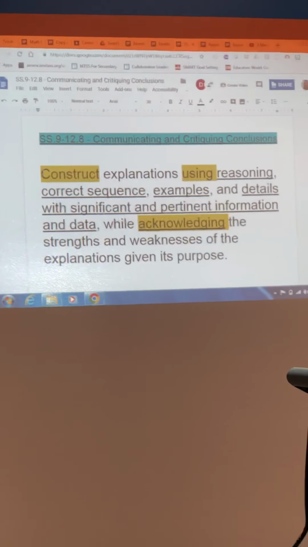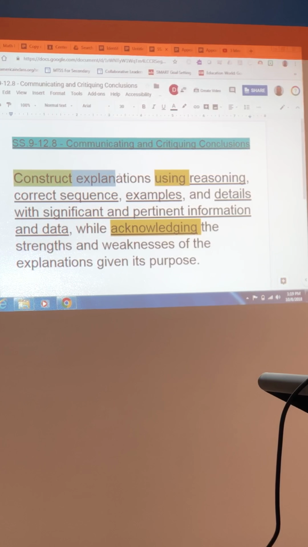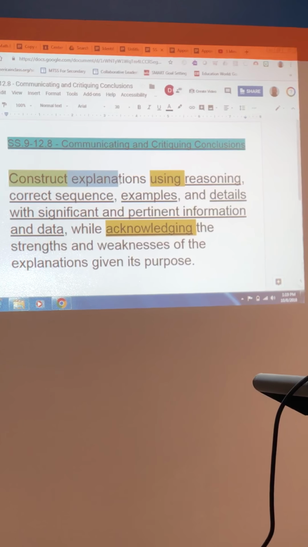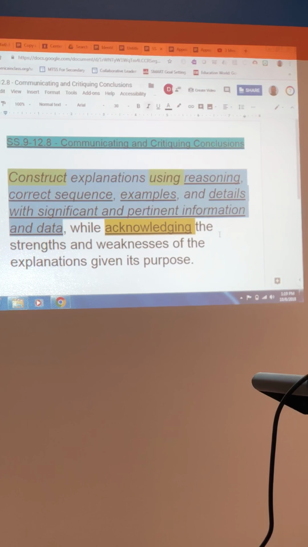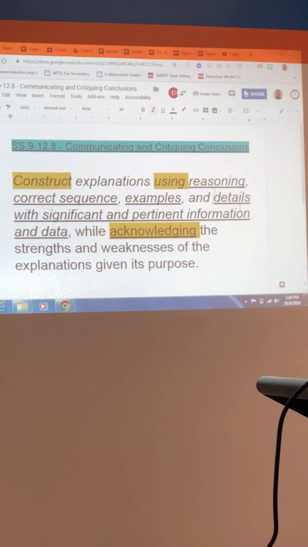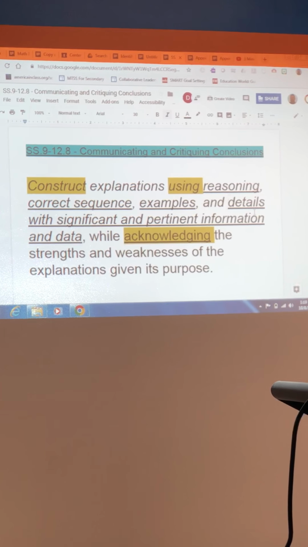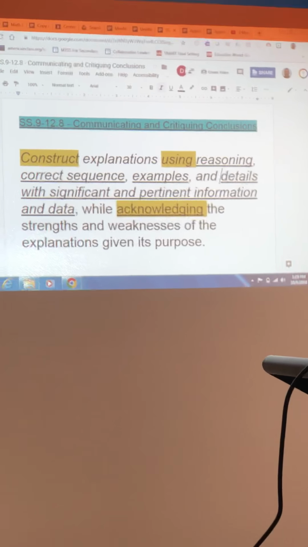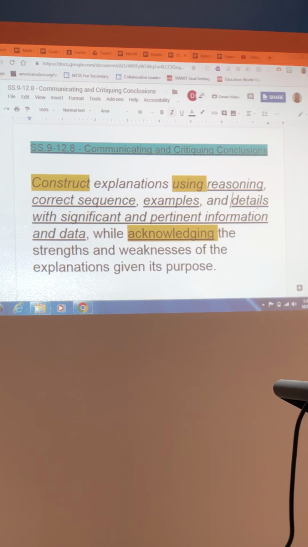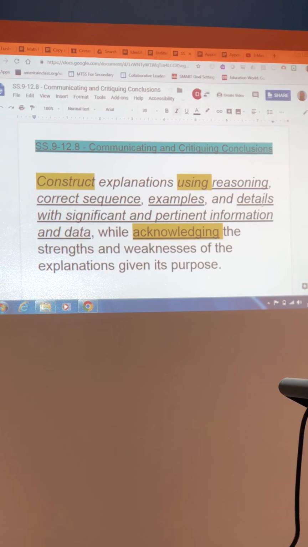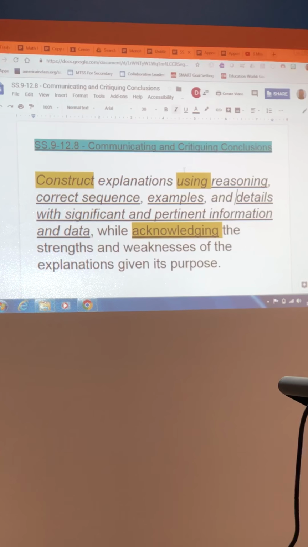So there was a lot that we italicized here. Almost the entire thing. So we said constructing explanations using correct sequence, examples, and details with pertinent information and data. So we're saying if this is a power standard and we're expecting kids to do this, as we're teaching them, we're going to be seeing how they're doing. These are definitely things that we would formatively assess. We're not just going to teach it once and then give them a summative assessment and expect them to have learned it. We also italicized acknowledging strengths and weaknesses.